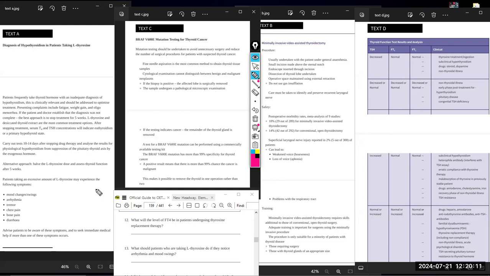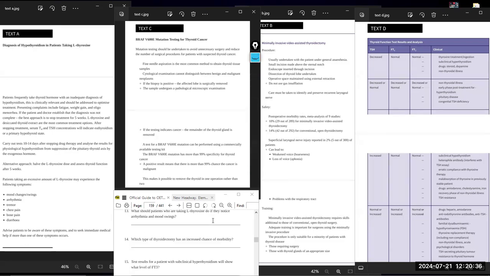The answer is in the last line. The last line: seek advice, seek medical help. Seek immediate medical help if more than one of these symptoms occurs. That's amazing. This is the exact answer. Thank you so much. And we notice that this is a phrase. That's amazing. Now I think we have to complete writing the short answer of the next question.